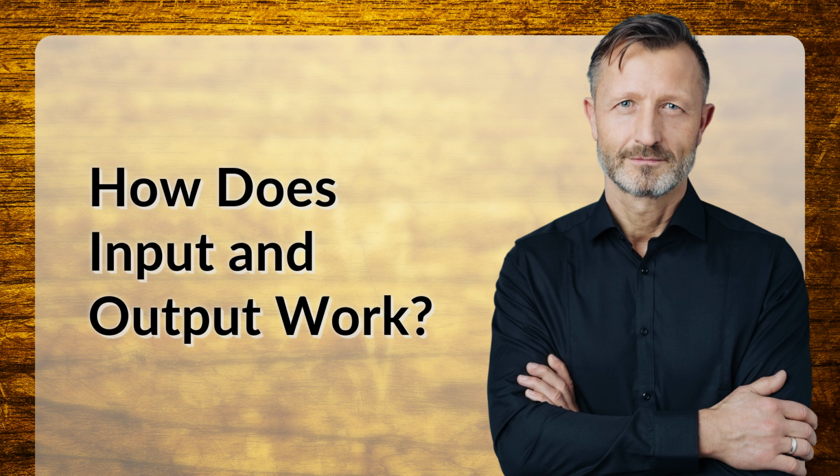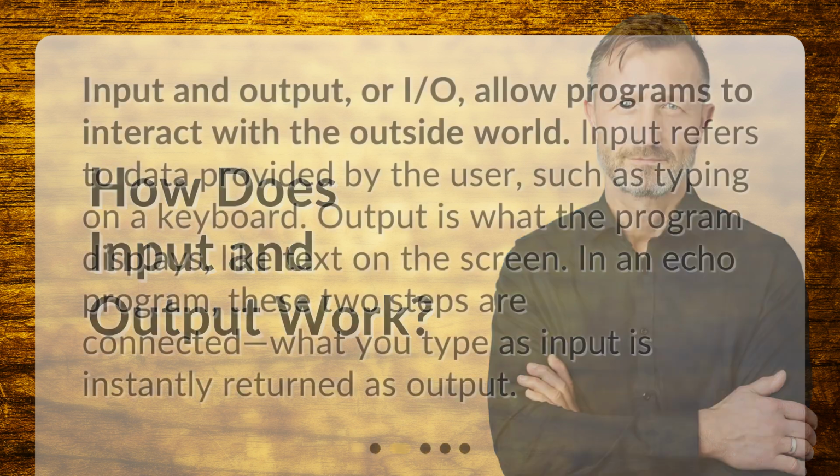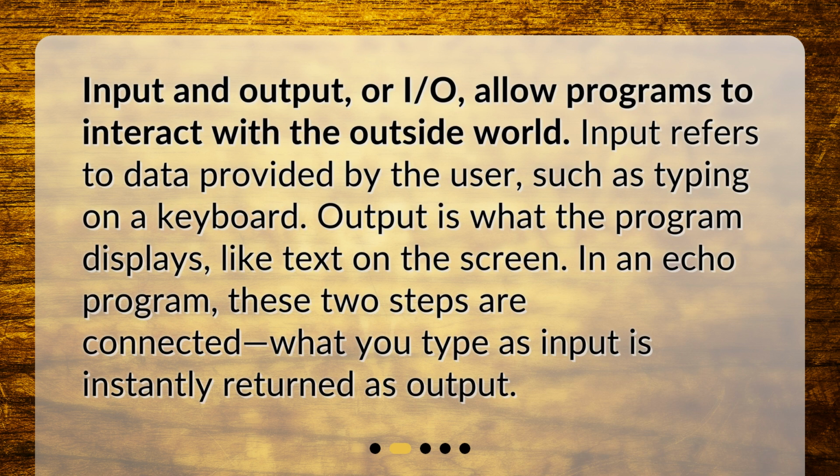How does input and output work? Input and output, or I/O, allow programs to interact with the outside world. Input refers to data provided by the user, such as typing on a keyboard. Output is what the program displays, like text on the screen. In an echo program, these two steps are connected. What you type as input is instantly returned as output.